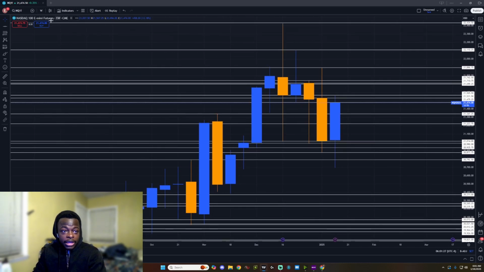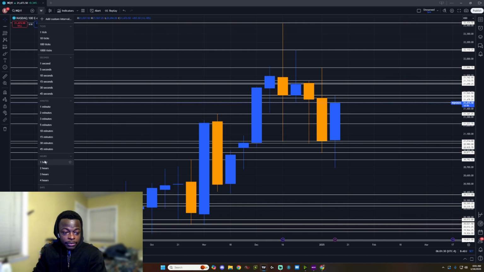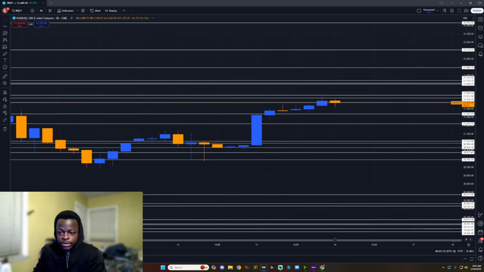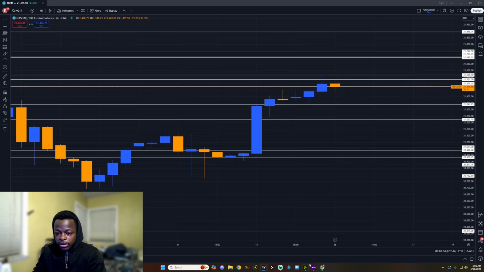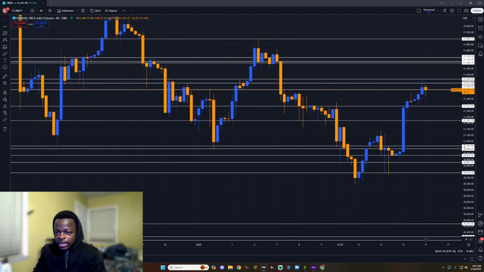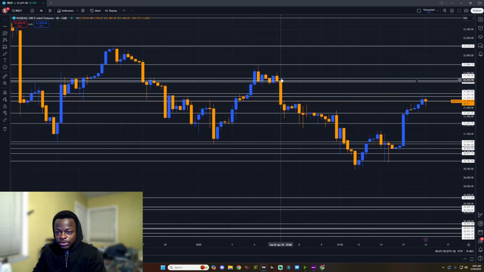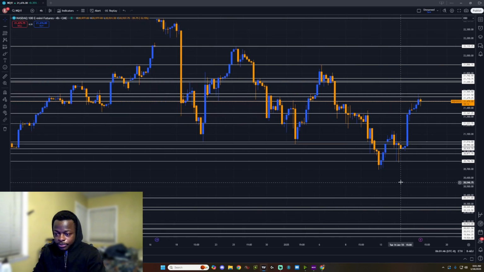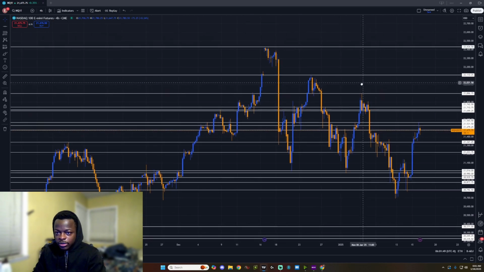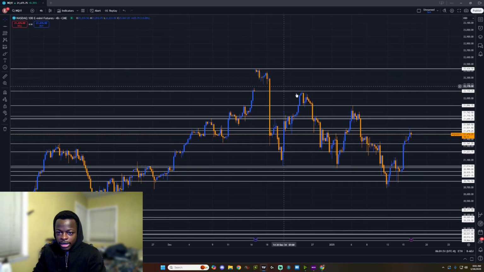All right, now that we got the weekly done, let's move on to the hourly or 4 hours, and then let's do the same thing. Now on the 4 hours, what I like to look for, as you can see, price is respecting these levels a lot. You see price bouncing off, rejecting, bouncing off perfectly, rejecting, doing things of that nature. But for the 4 hour, I like to zoom out a little bit more. You see price bouncing off these levels.